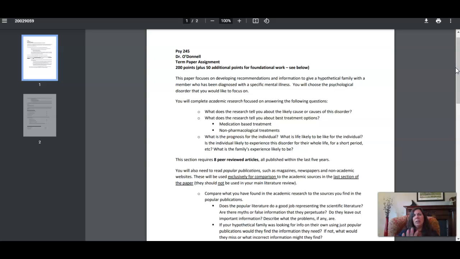The term paper is worth 200 points plus those 50 additional points for the foundational work. You're going to pick a diagnosis. I suggest that when you're writing, you think about a hypothetical family that has had a member diagnosed with this specific disorder that you're focusing on. You don't have to tell me anything about the family. You're not going to write about the family.